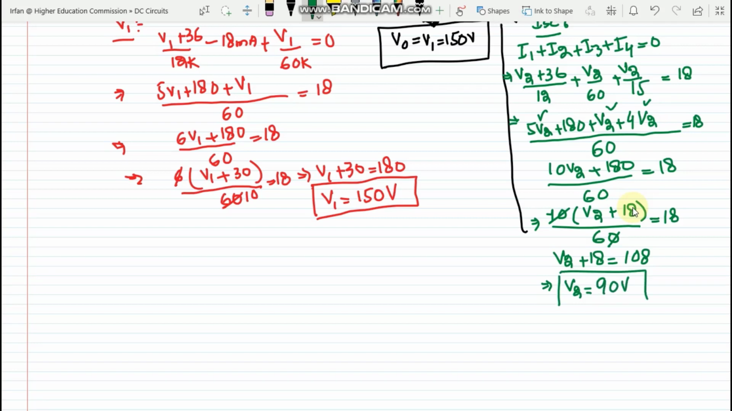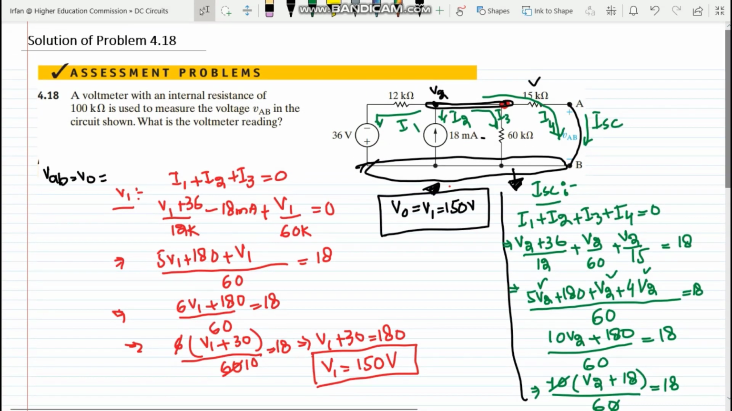Okay, so that is the value of V2 here, which I have been finding in this circuit. Now, in order to find the value of ISC, what should I do? I should divide the value of this voltage by this 15k, because ISC is the same current, which is I4.